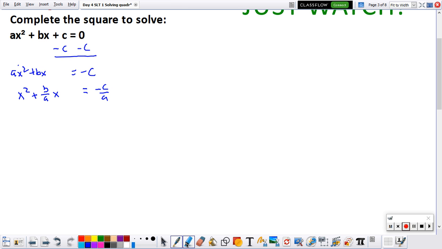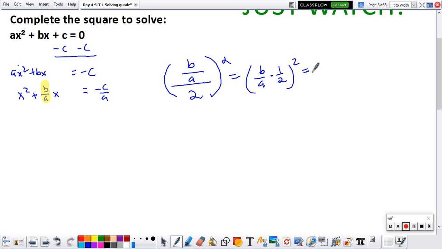Now I need to do b over 2 squared, but instead of b, I have b over a. So I'm going to say b over a is my b. I need to divide that by 2 and square it. So that's like b over a times 1/2 squared, which is like b over 2a squared, which is b squared over 4a squared. So if I took the b that I highlighted, divided it by 2 and squared it, this is what I would get. So that's what I'm going to add to both sides.